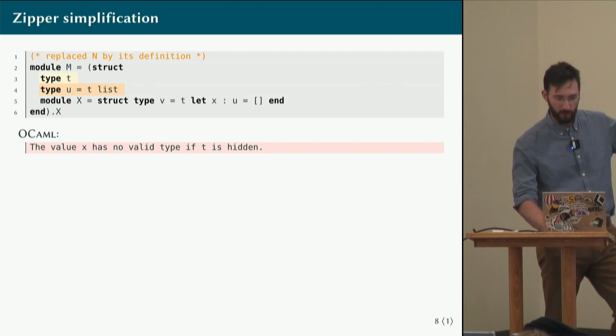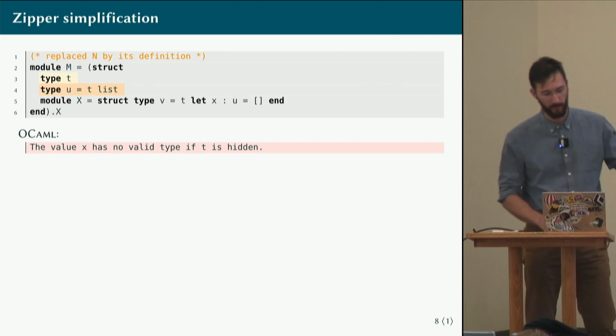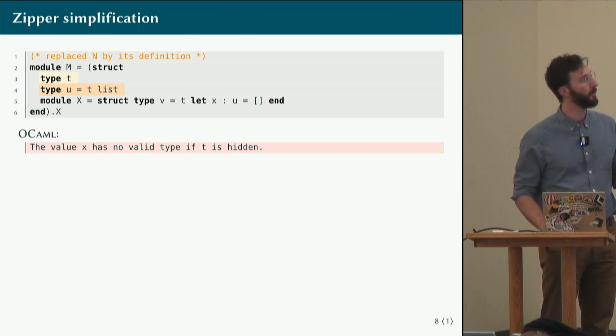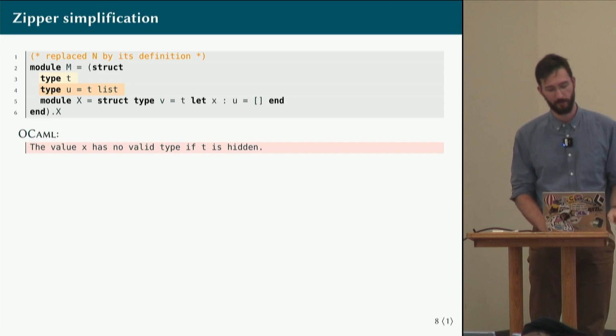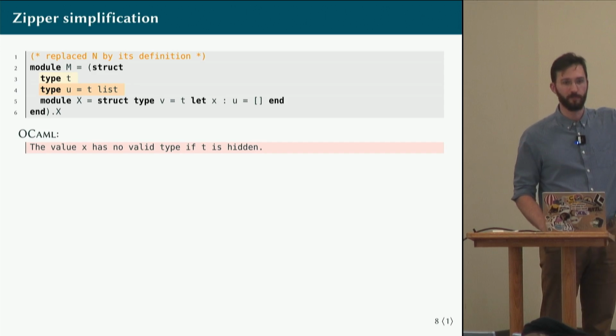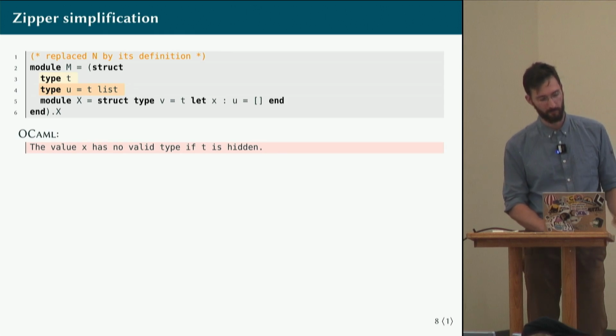So I'll just make the example a tiny bit more complicated, where we have two type definitions. And we have a module X where we have a type definition and then a value definition. So again, OCaml would fail on an example like this because X would be ill-typed.